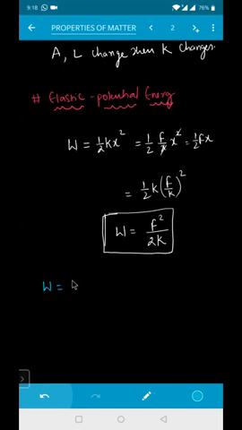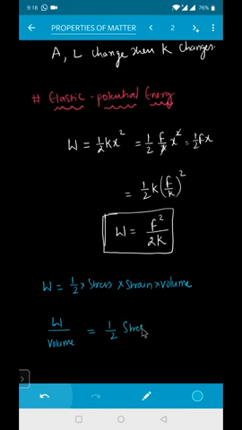Work done in the elastic wire is given by the formula half into stress into strain into volume. So work done per unit volume will be equal to half into stress into strain. Strain can be written as follows: Y is equal to stress by strain, so strain can be written as stress by Y.